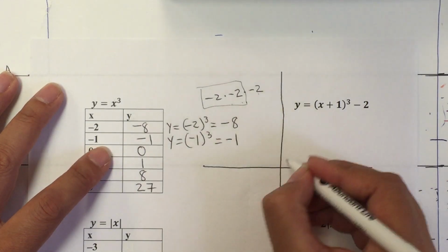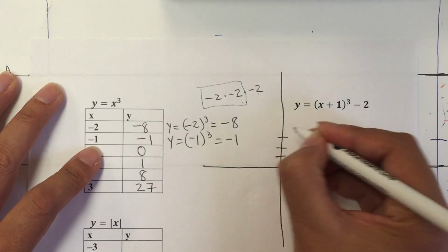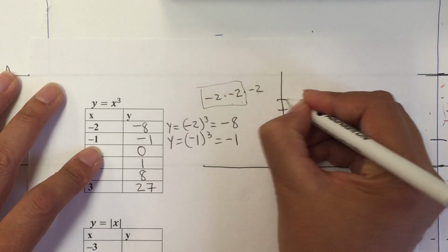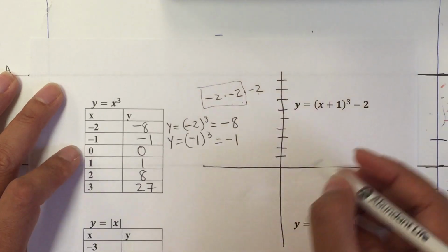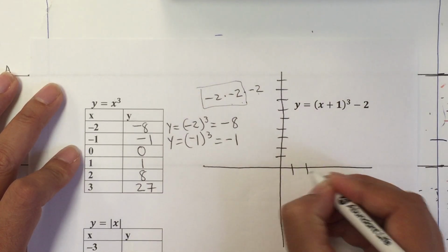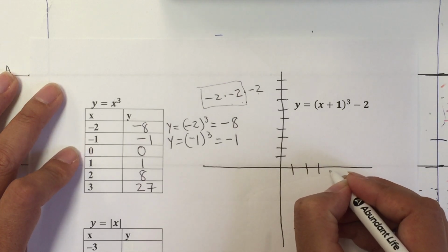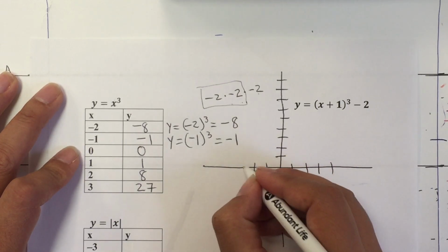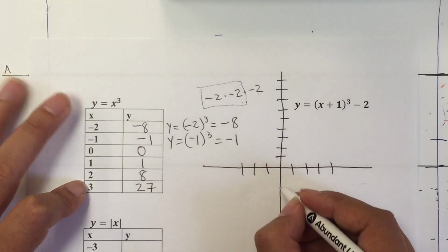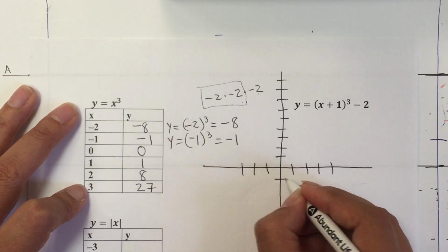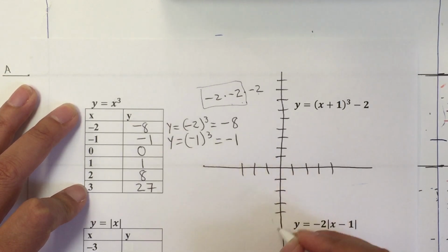bit the next one. So 1, 2, 3, 4, 5, 6, 7, 8. I'm just gonna go up to 9. 1, 2, 3, and I don't need more than 3. And again on this direction, 1, 2, 3, 4, 5, 6, 7, 8.